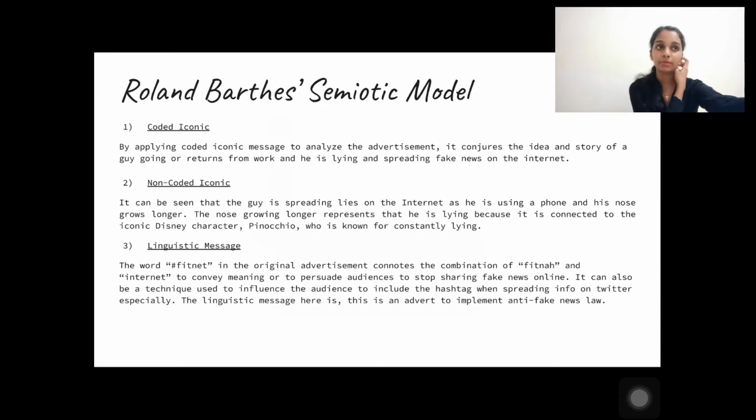For example, #fitnet in the original advertisement connotes a combination of the Malay word fitnah and internet to convey meaning or persuade the audiences to stop sharing fake news online. The linguistic message here is basically this is an advert to implement anti-fake news law.